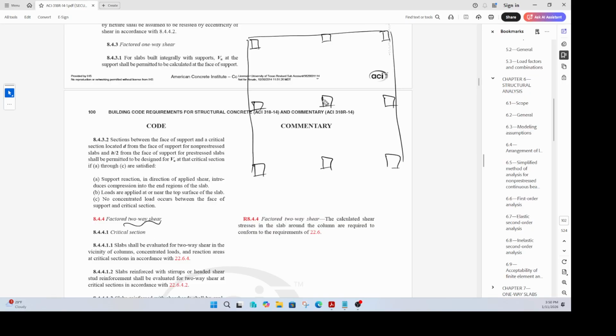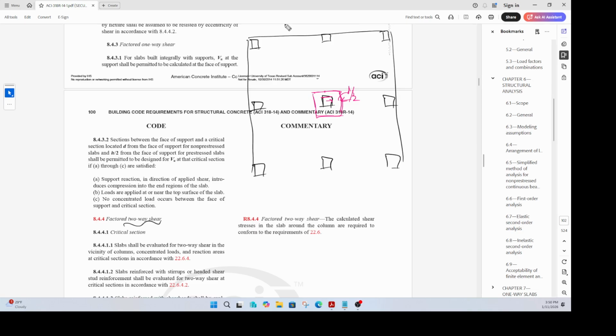Two-way shear happens at a distance of d by 2 from the face of the column, meaning this perimeter, the shear perimeter that we talked about last time, from here to here, it is d by 2. D is the depth of your slab, right? Same thing here. From here to here, it is d by 2. So this is the perimeter that we are referring to when you're talking about a two-way slab.